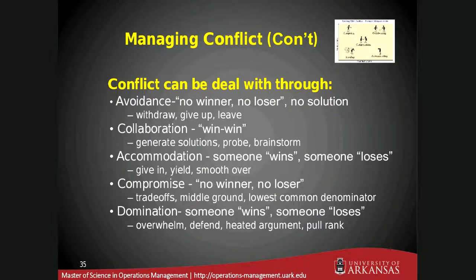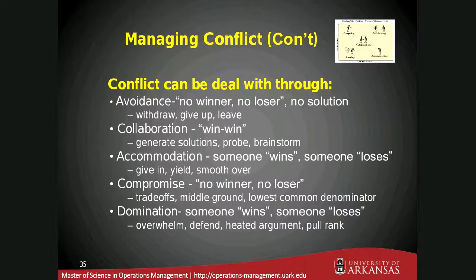Accommodation. This is often what happens, and in this case, somebody wins, somebody loses. Somebody gives in, they yield, they smooth over. I'm watching what's going on with this government budget that's due this Friday. I'm wondering to see which of these techniques is going to happen to get us to a budget. Compromise. That's another technique. There's no winner, there's no loser, but you make trades, you look for a middle ground, you look for the lowest common denominator. That tends to resolve the conflict, but often it does not come up with the best solution. The least common denominator is rarely the best way to solve a problem.